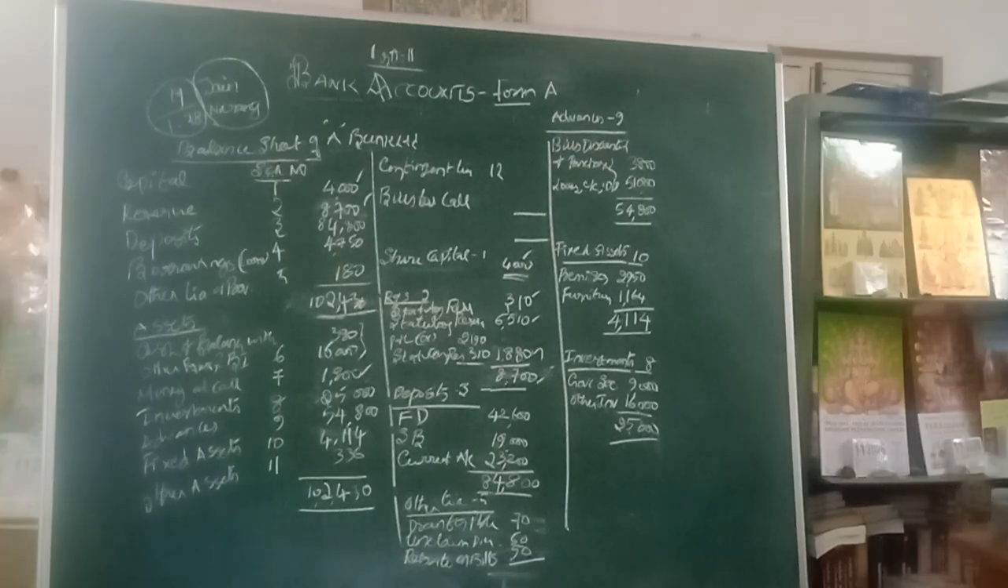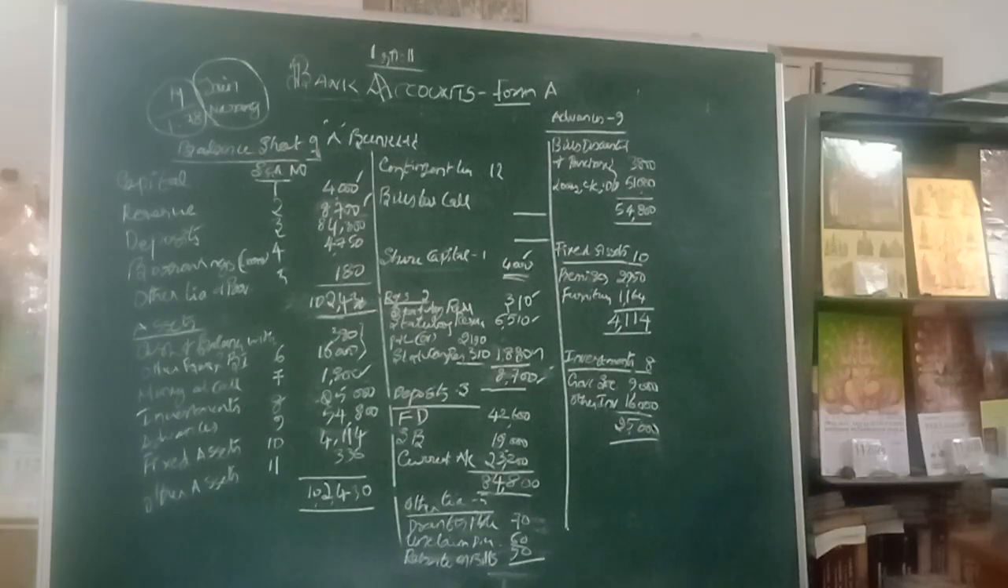Then savings bank account, current account, all these items are deposits. It is a liability, an obligation of the bank. The bank has to return these things to the customers, that is, the deposit holders. So we have to take these items in schedule number 3. Any type of deposits given in the question should be taken in schedule number 3.